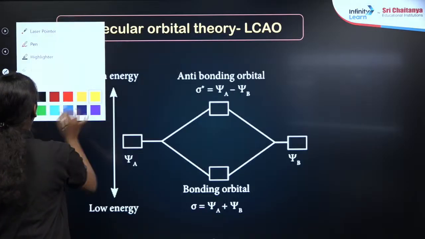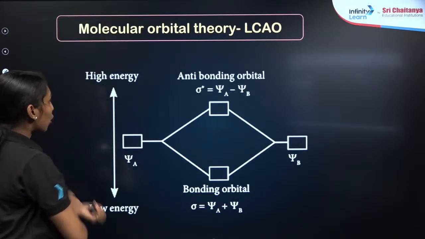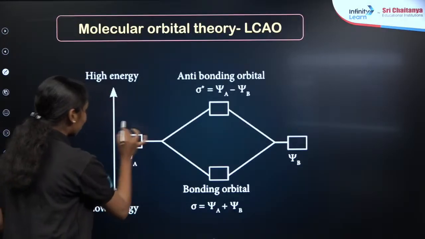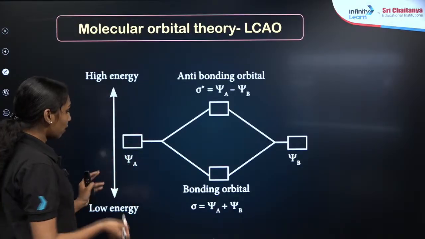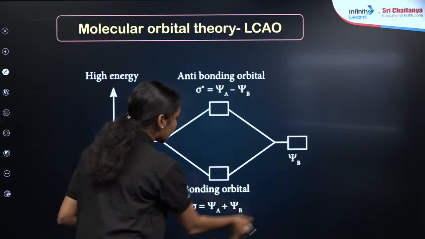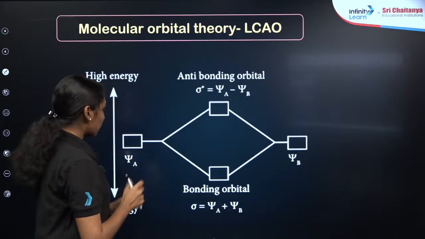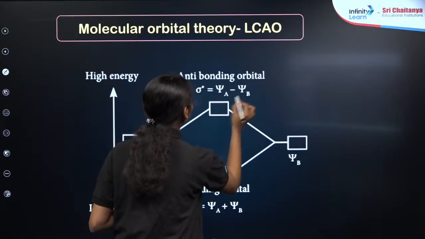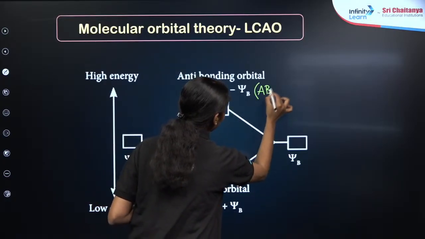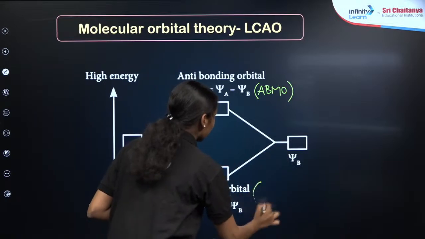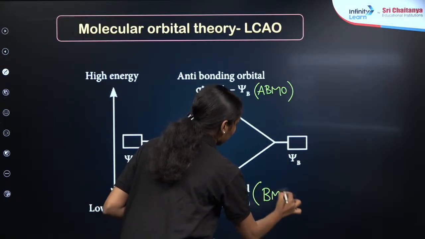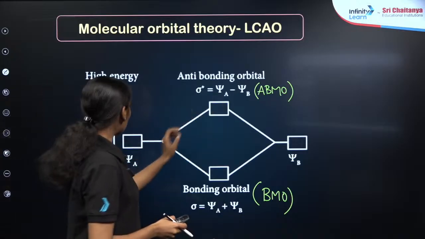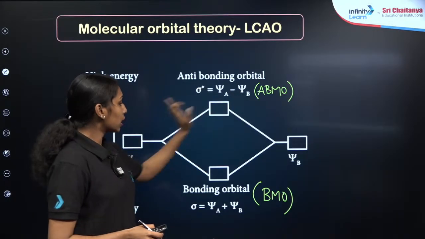This is the representation of a molecular orbital diagram. As you can see here, this is the energy axis. This is the first wave corresponding to psi a. Then the bonding orbital is formed by the addition of the individual atomic orbitals, that is psi a plus psi b. This will be the anti-bonding molecular orbital, and this will be the bonding molecular orbital. The anti-bonding molecular orbital is formed by the subtraction of the individual atomic orbitals.